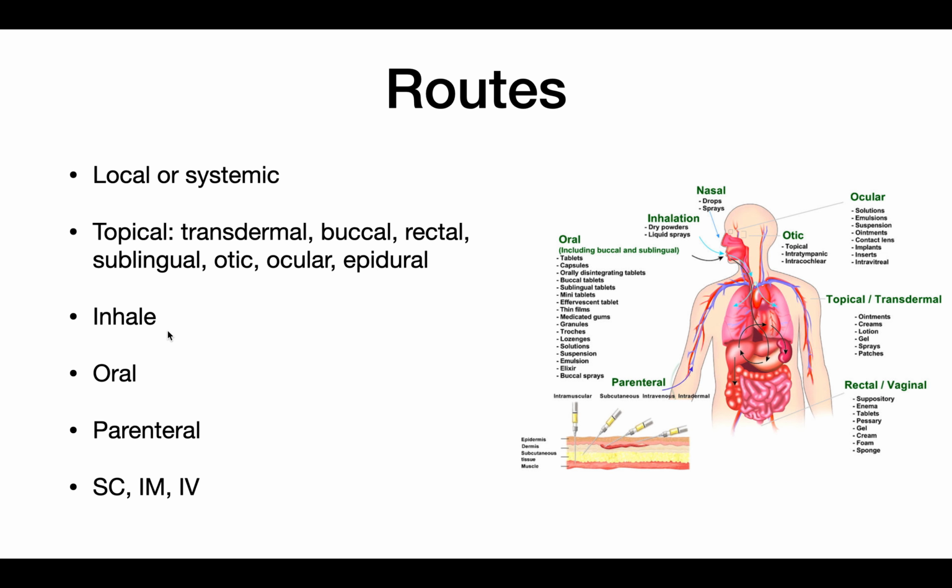There's inhalation, which covers dry powders and liquid sprays. Oral, all of these. Parenteral includes subcutaneous, intramuscular, and intravenous. So these would be the parenteral routes. As you can see here, depending on what injection you need, it determines the angle of the needle.